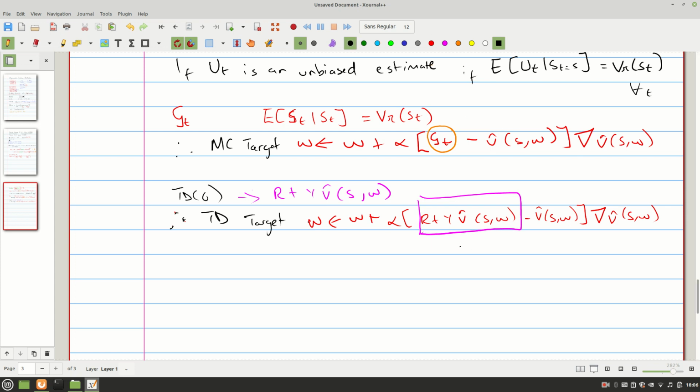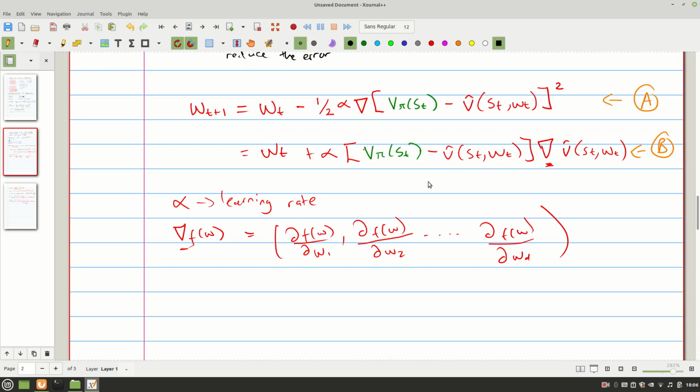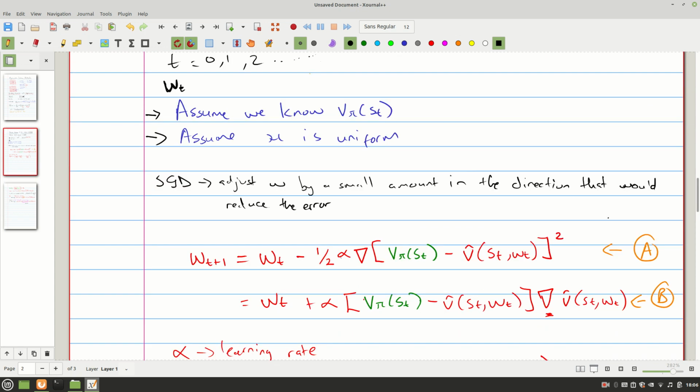Now this is definitely biased, right? Because if we go back, we can ask ourselves, how can we move from A to B without assuming that the target is independent of W? Because when we look at how we moved from A to B, when we're computing the derivative of what's inside, we only computed the derivative for this term. That's the gradient that we have here.